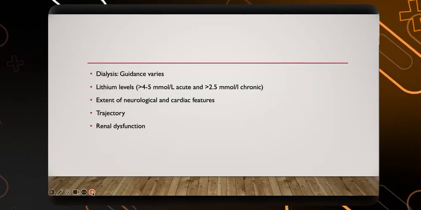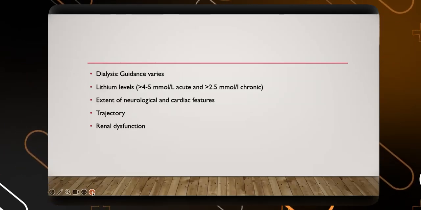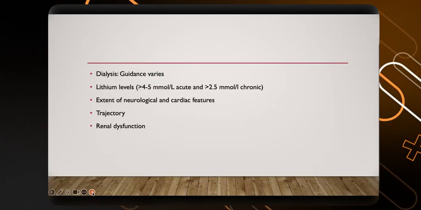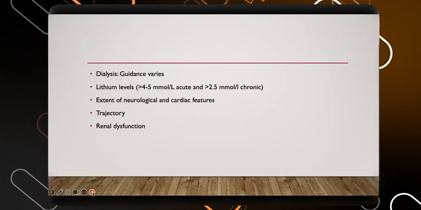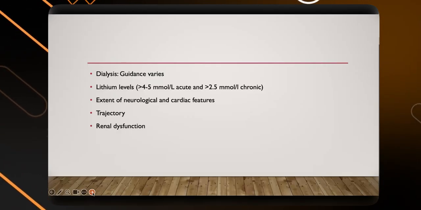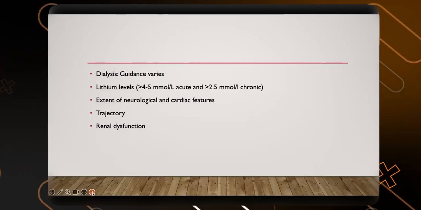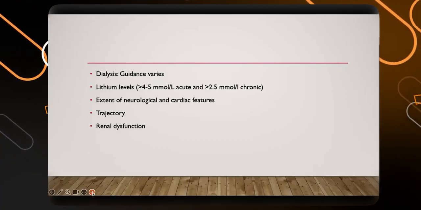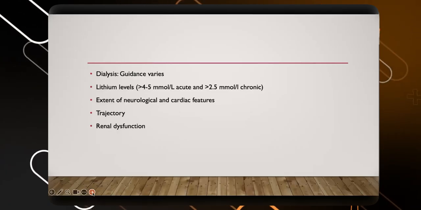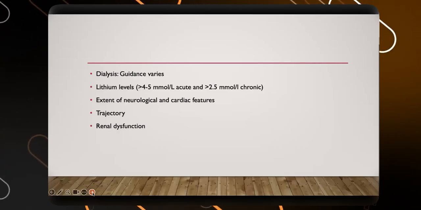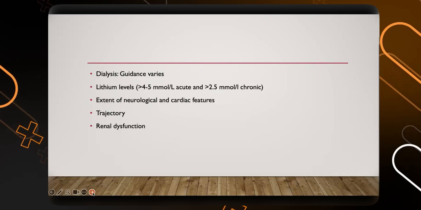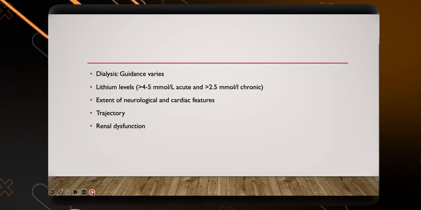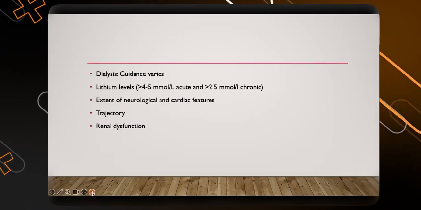So dialysis, the guidance varies. Lithium levels more than 4 to 5 millimoles per liter in acute, and levels more than 2.5 millimoles per liter if it's chronic, and the extent of neurological and cardiac features, the trajectory of the illness, and renal dysfunction. So there's no universal guidance, but these are the things that one has to take into account if you are thinking of dialyzing a patient with lithium toxicity.